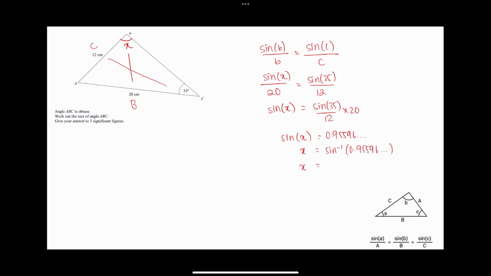X will be 72.9 degrees, but once again, remember it's an obtuse angle, so subtract x from 180 degrees because of the repetitive nature of the sine graph, and your new x value will be 107 degrees to 3 significant figures. You need to remember to round your answer to 3 significant figures to gain your final mark.